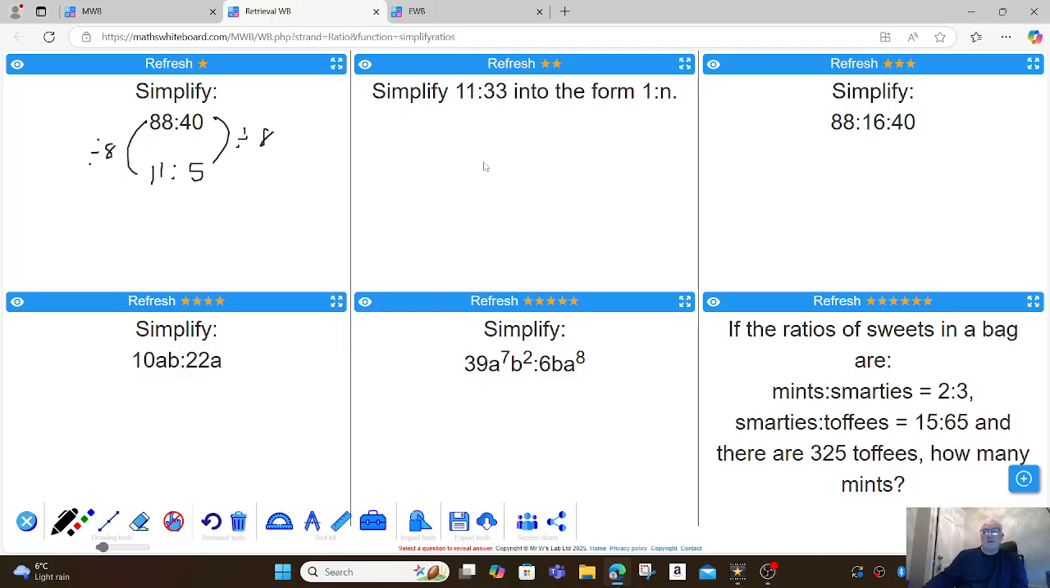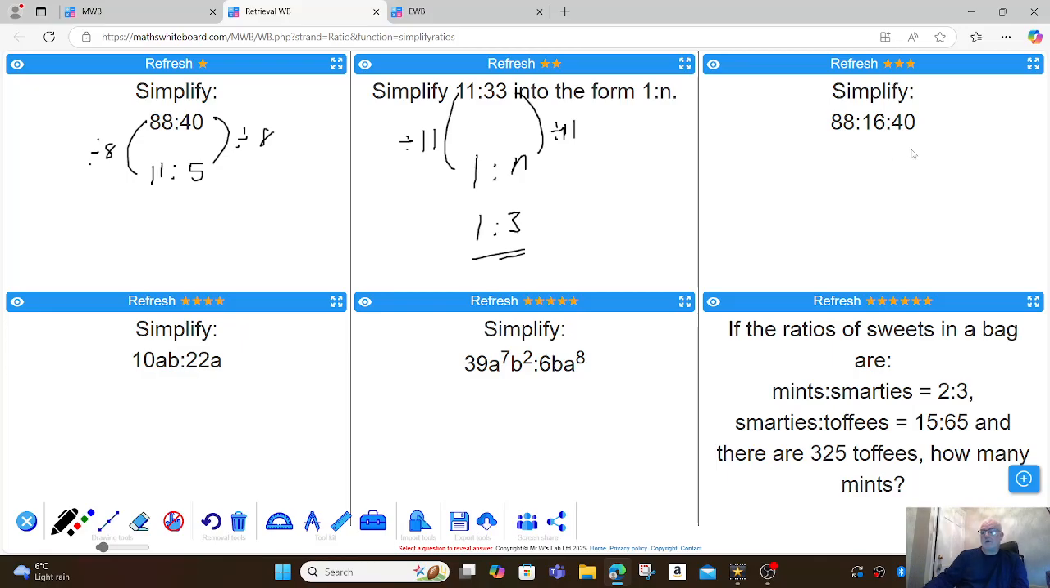The second one, in the form 1 to n, the left hand side has to go down to 1. So what number do we divide 11 by to get to 1? And it's just itself. 11 divided by 11 gives me 1, so I'm going to divide the other side by 11 as well. Okay, and my answer would be 1 to 3.